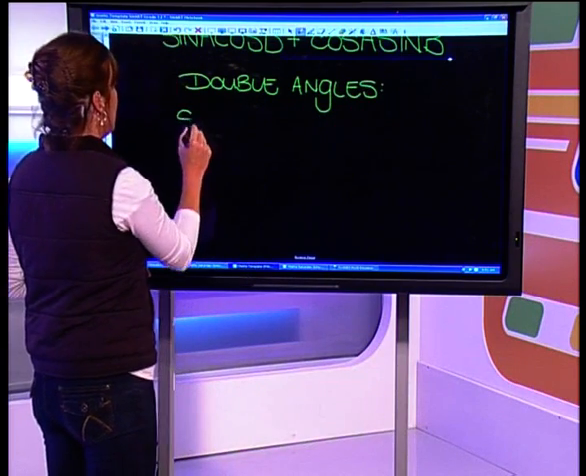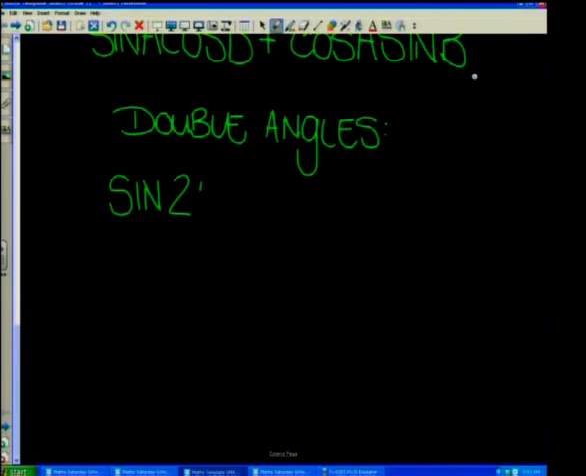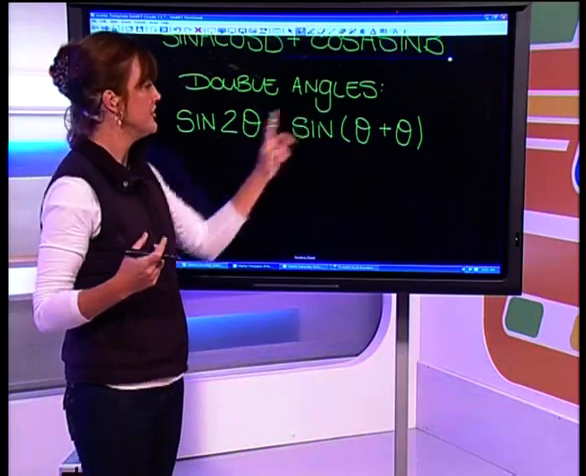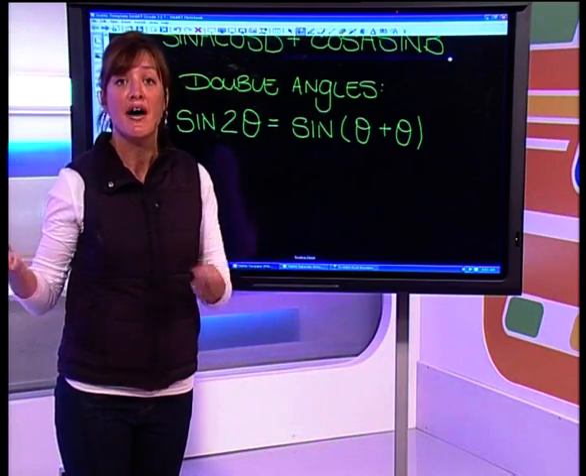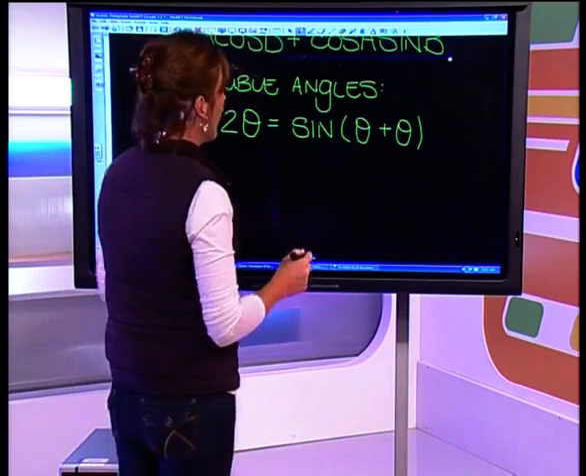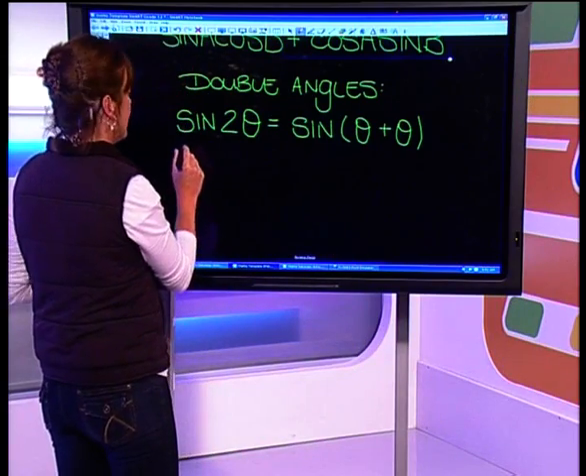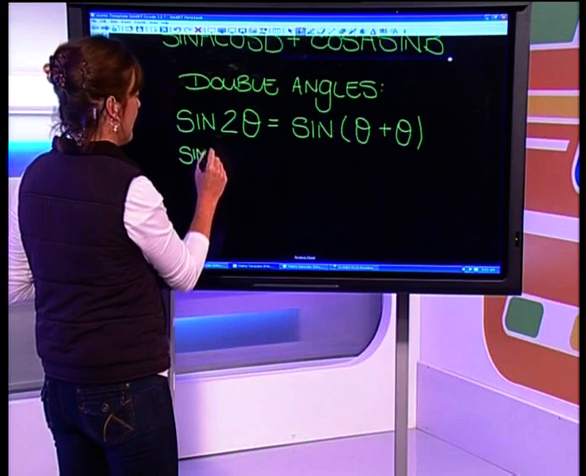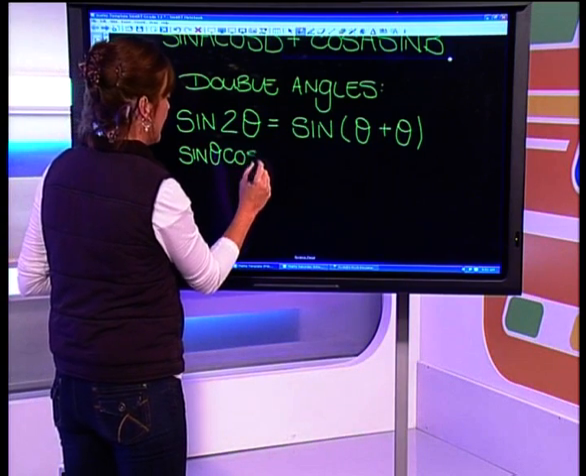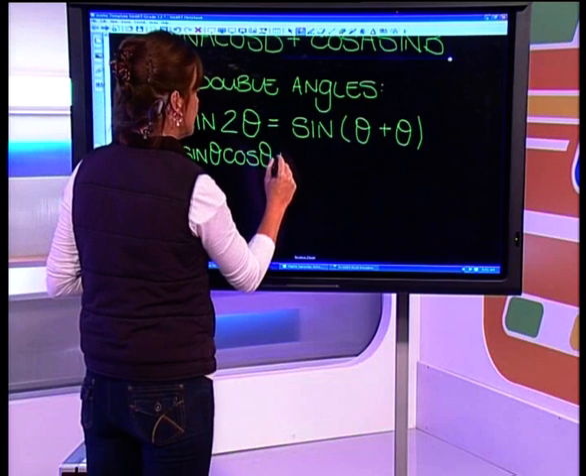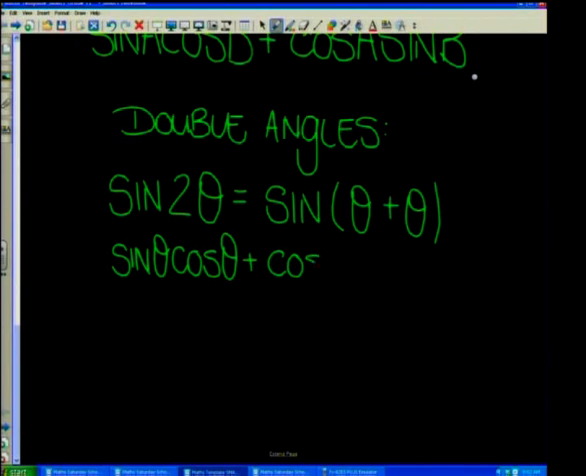Okay, so we have sine of 2 theta, which I'm going to expand. I'm going to write that as sine of theta plus theta. What I've done is, instead of 2 theta, I've made a compound angle out of it. Because it's now a compound angle, let's expand it using our compound angle formula. So that's going to be sine theta cos theta, S for sine, S for stays the same, and then I've got cos theta sine theta.